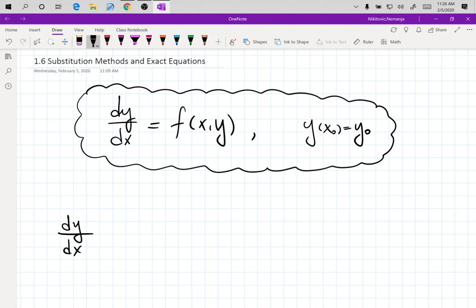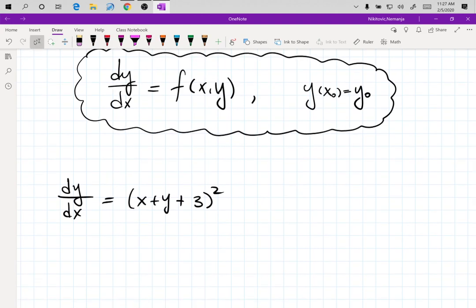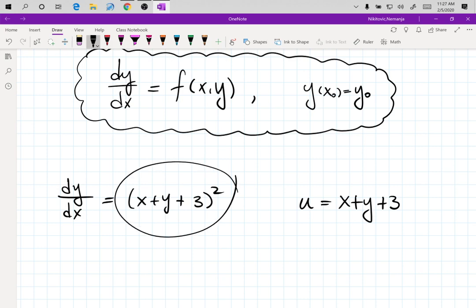So dy/dx equals (x plus y plus 3) squared. This is clearly not separable, because I cannot separate x plus y, which is squared. There's a plus 3 too, but that's not going to make it better or worse. Because I can't separate this equation, we need to look for another method. So if you come up with the u substitution u equals x plus y plus 3, then this entire side becomes u squared.